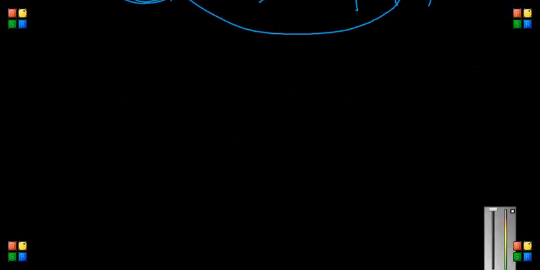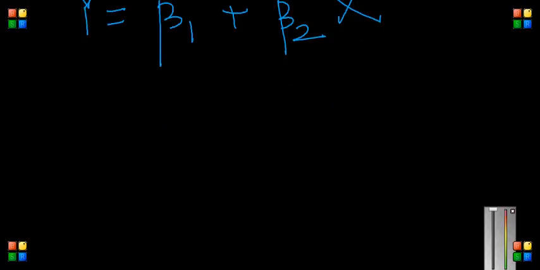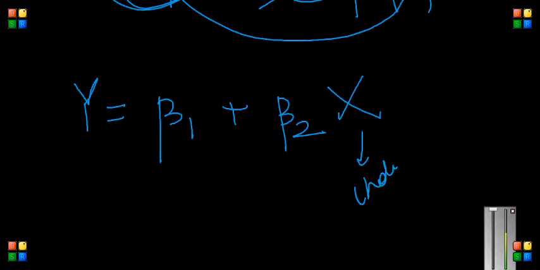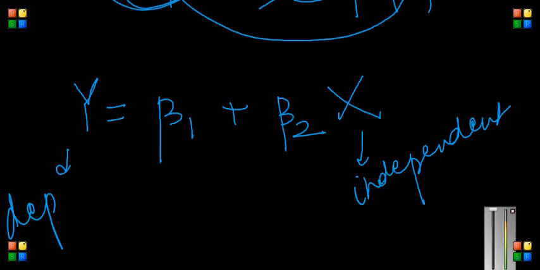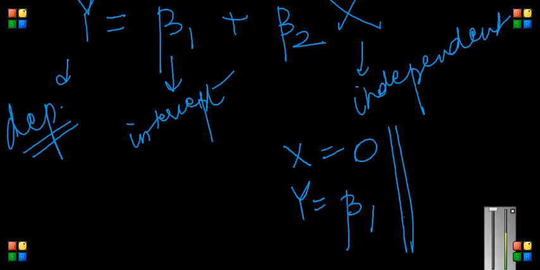So as we saw in the previous video, for the population as a whole, I can write down my regression equation as y is equal to beta 1 plus beta 2 x. Here x is the independent variable and y is dependent on x. Beta 1 is also called the intercept term. Why intercept? Because when I equate x is equal to 0, I get y is equal to beta 1. So I can say that beta 1 is the intercept term and beta 2 is called the slope term.